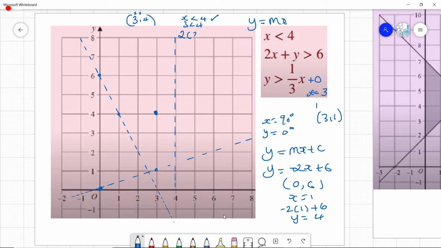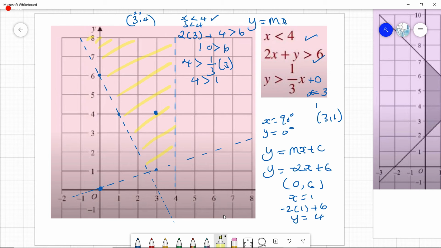Then it says if I take my x value and times it by 2, which is 2 times 3, and I add 4, it will be greater than 6. 2 times 3 is 6, 6 plus 4 is 10, and 10 is greater than 6. So it meets that criteria and that criteria. Last but not least, it says that the y value, 4, is greater than 1/3 times 3, and therefore 4 is greater than 1. So it's true. So the region is only at the top. So it's basically this region.